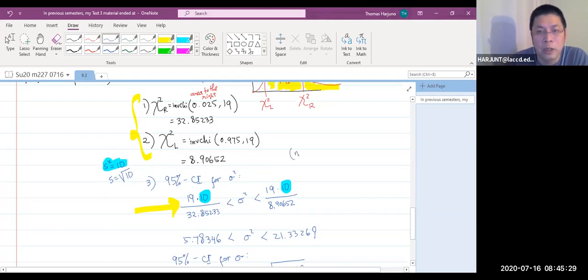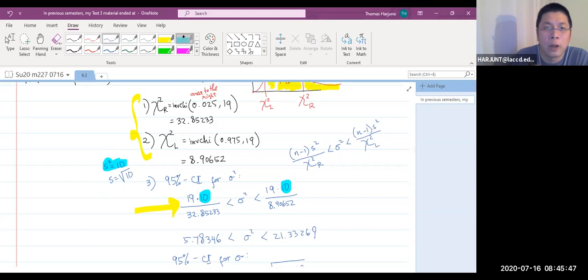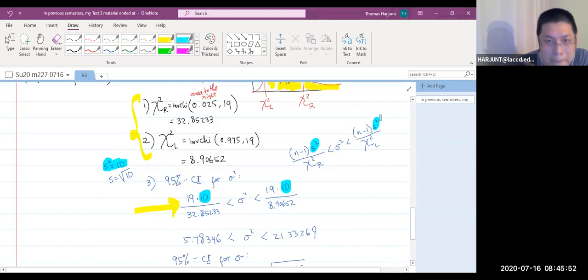Again, because the formula is n-1 times S squared over chi-squared right less than sigma squared less than n-1 times S squared over chi-squared left. What I want to emphasize is the position here. On the numerator, it's not sample standard deviation. No, it's sample variance, while the information given to you in the test may be sample standard deviation. So you need to do that little adjustment.